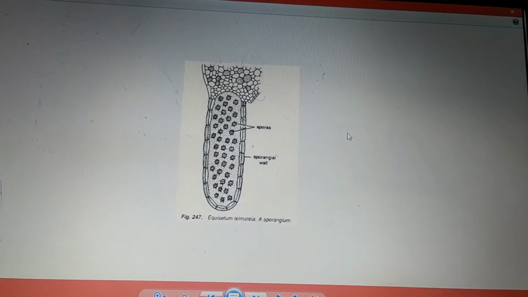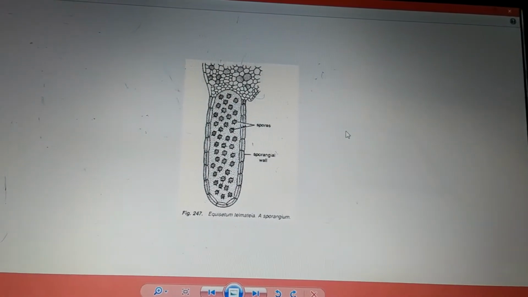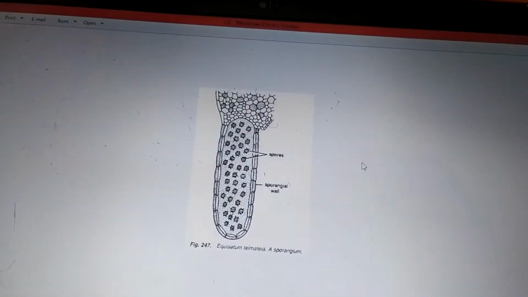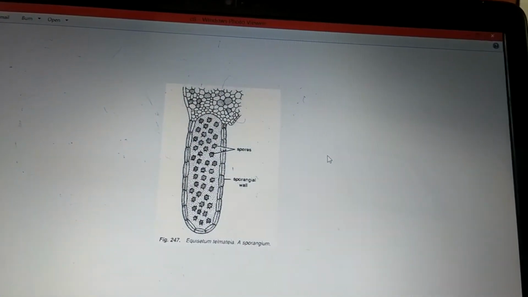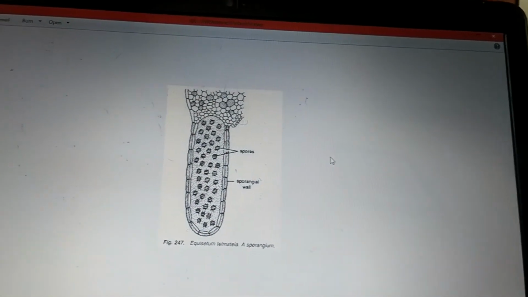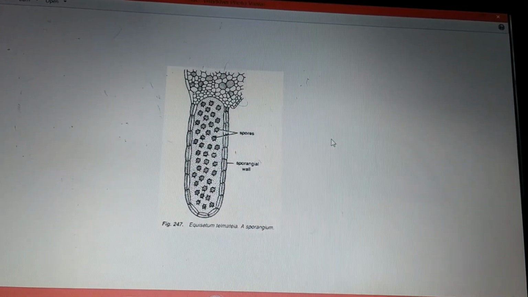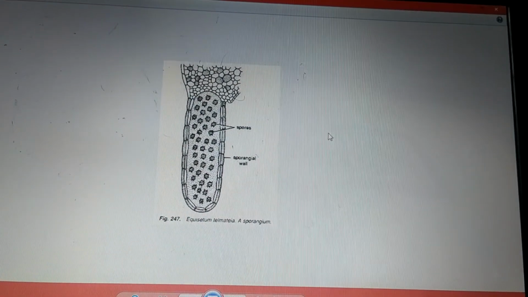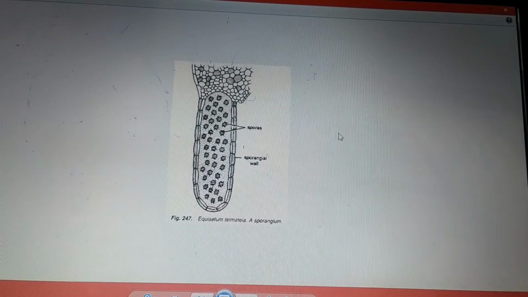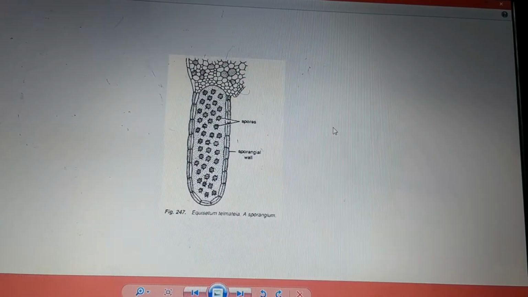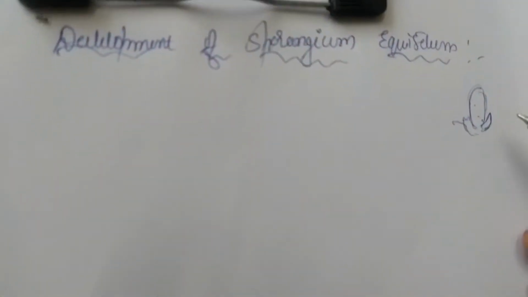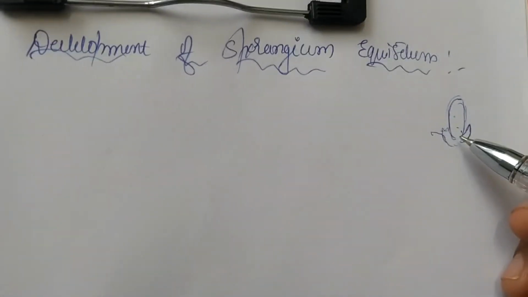To begin with the different stages in the development of the sporangium, the mode of development is the eusporangiate type. In the sense, here the sporangium is going to develop from a group or row of cells. These cells we are going to consider as superficial cells, which are present in the rim of the young sporangiophore. That is, these superficial initial cells are present in the rim.